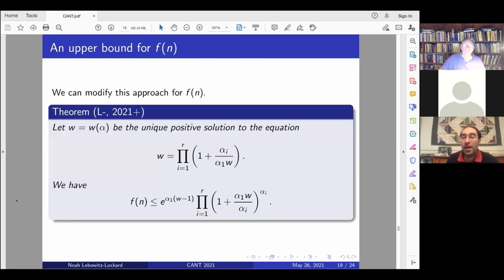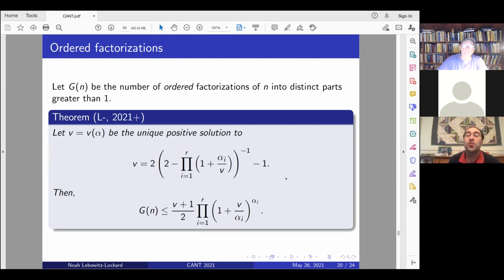After doing this, I also modified this technique to apply to little f of n, and we get a very similar bound. So now w is going to be the unique solution to this equation. It's the product of 1 plus alpha I over alpha 1 w. Here, I'm just assuming that alpha 1 is the largest alpha I for notational convenience. And then we get a very similar looking function for little f of n. So instead of z minus 1, we now have alpha 1 times w minus 1. And instead of z over alpha I, we now have alpha 1 over w over alpha I. So you get a very similar upper bound for little f of n.